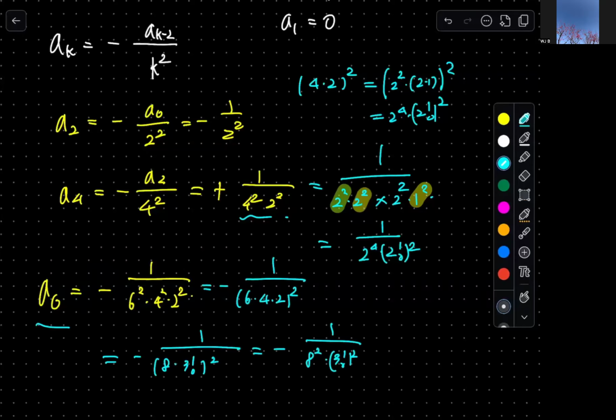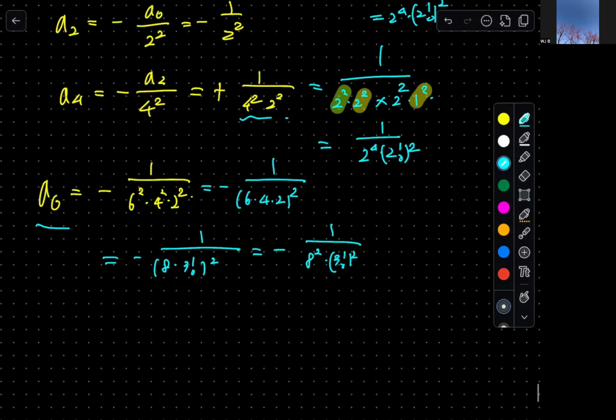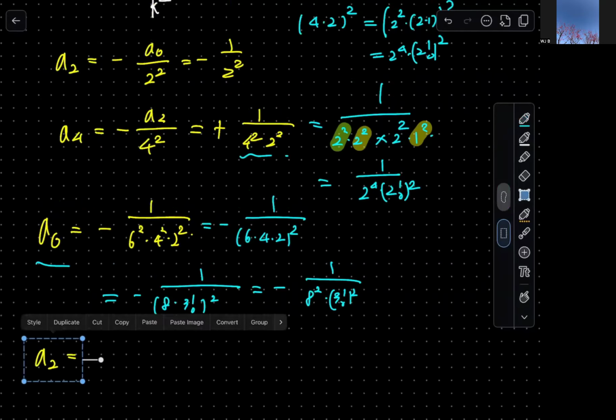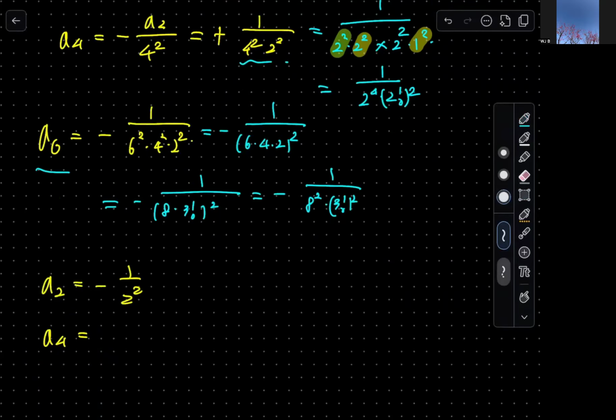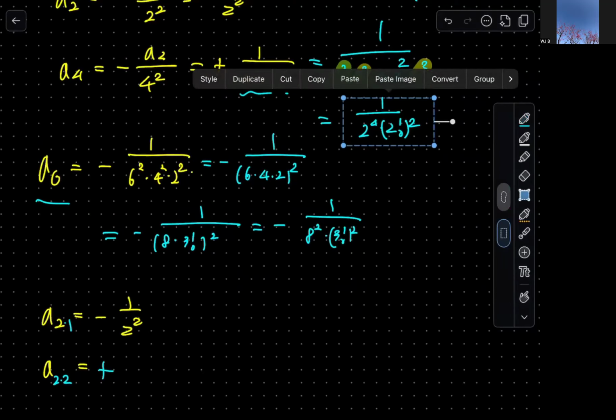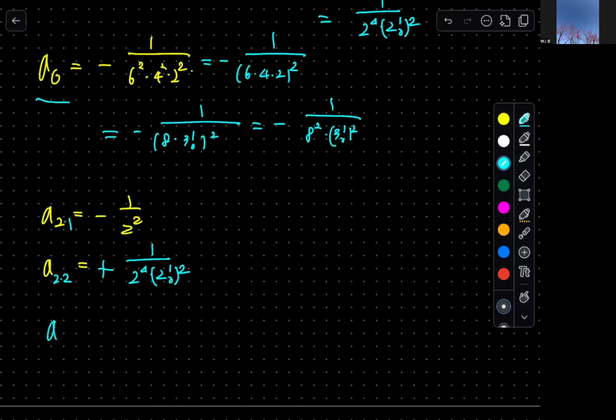Okay. So now let's try to see the pattern. So now we have A2 is negative 1 over 2 square. A4 is positive, but for A4, I'm going to write 2 times 2, 2 times 1. It's going to be positive. And A6 is A2 times 3, which is a negative 1 over, okay? And for this one it is 2 to the power 3 to the power 2, so it's 2 to the power 6 times 3 factorial square. And you can see the pattern, right?